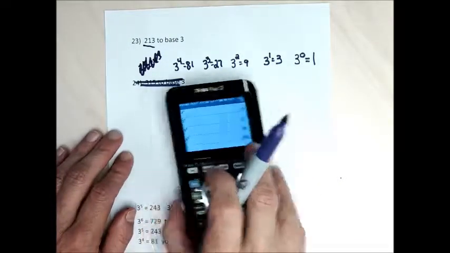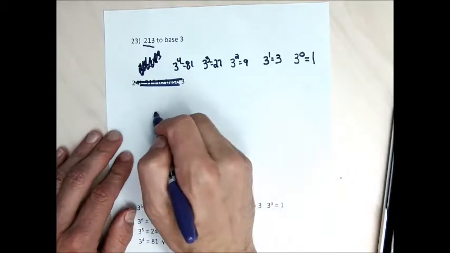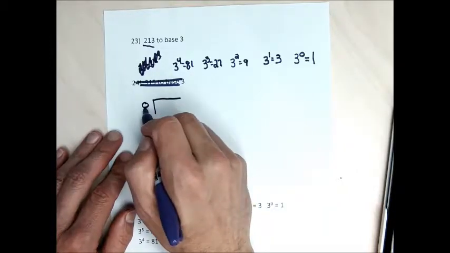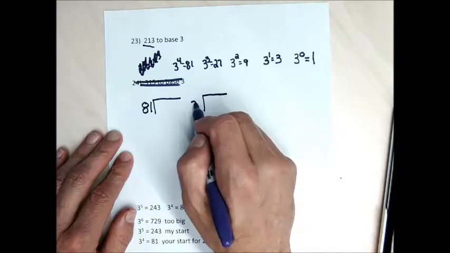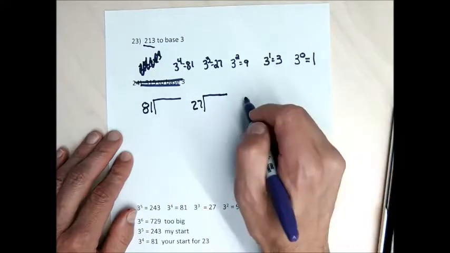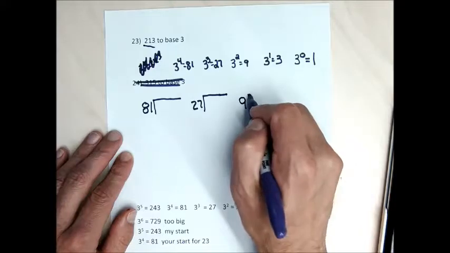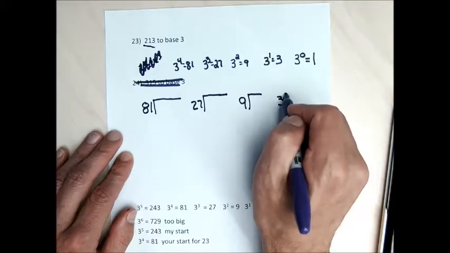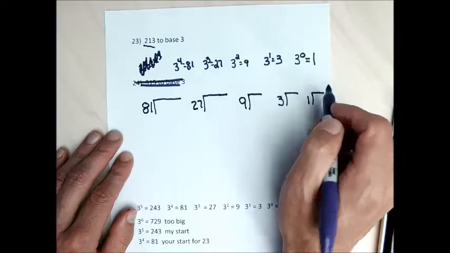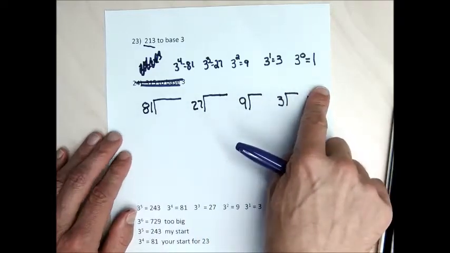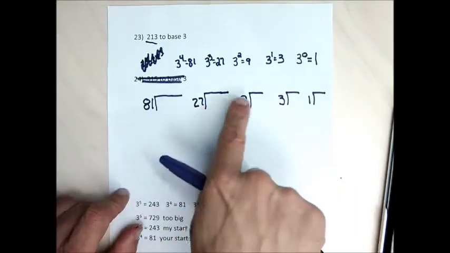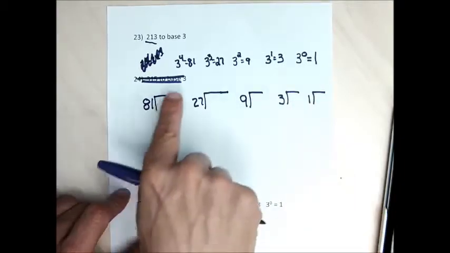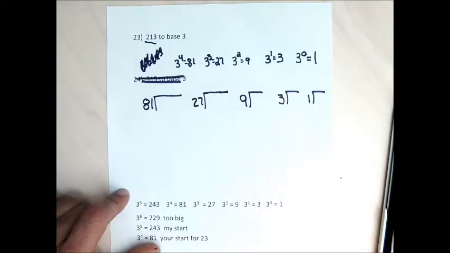So my process is going to have 4 divisions. I'm going to have an 81 outside my division bar, a 27 outside my division bar, a 9, 3, and a 1 outside my division bar. And I need to put a number on top of each one of these division bars because my final answer has to have 1, 2, 3, 4, 5 digits in it because there's 5 powers of 3 that are less than 213.